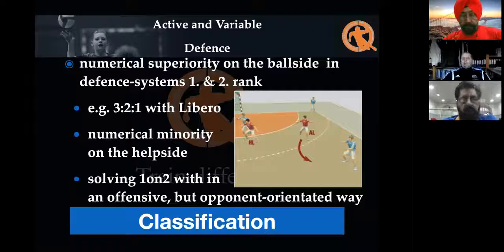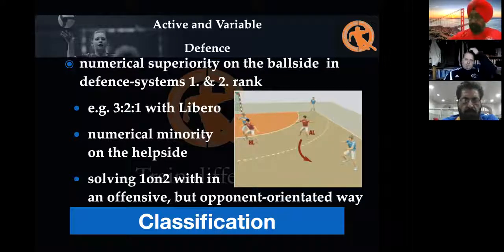The players do that in an offensive, but in an opponent-orientated way. And you can do that in a 3-2-1. You can do that in a 5-1. You can do that in a 6-0. You can do that, or you should do that, even in a 4-2. So in all well-known defense systems of first and second rank.